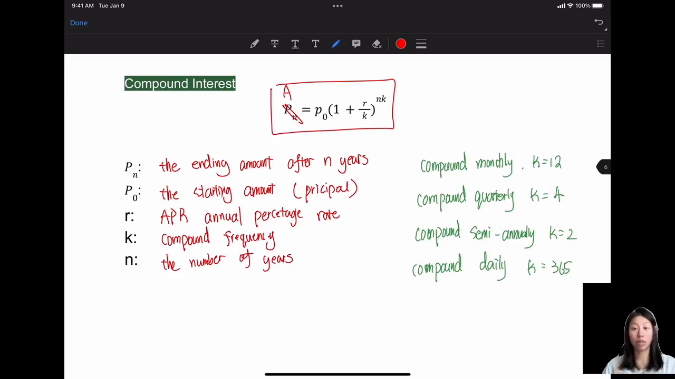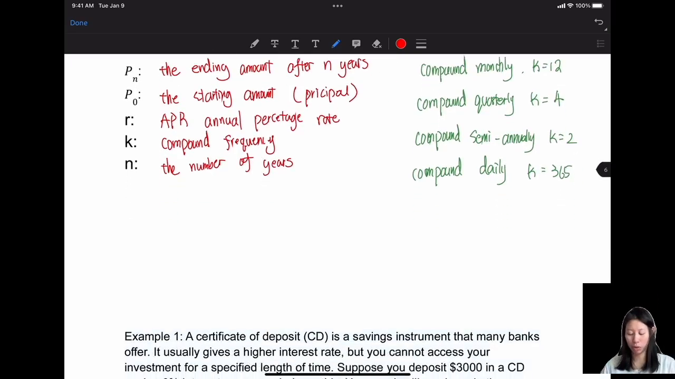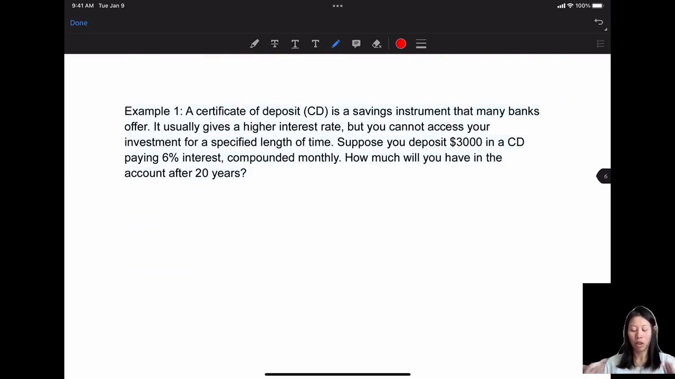As long as we have the formula, we just need to plug in numbers after we identify it. A certificate of deposit is a savings instrument that many banks offer. It usually gives a higher interest rate, but you cannot access your investment for a specified length of time. So suppose you deposit 3,000 in a certificate of deposit, paying 6% interest rate, compounded monthly. How much will you have in the account after 20 years?